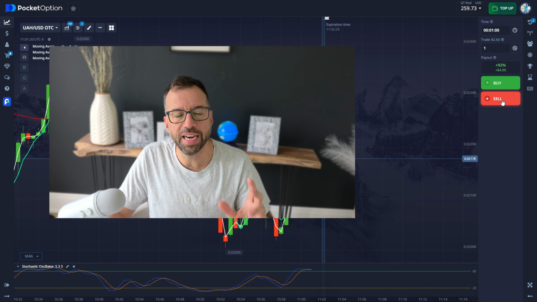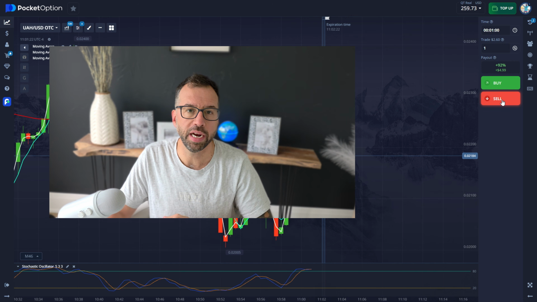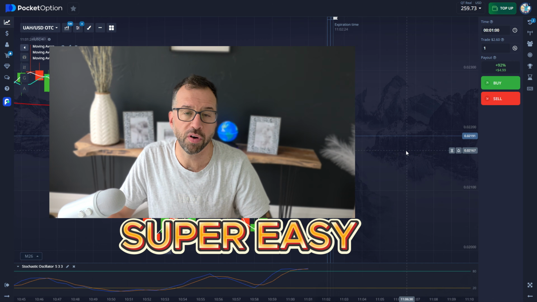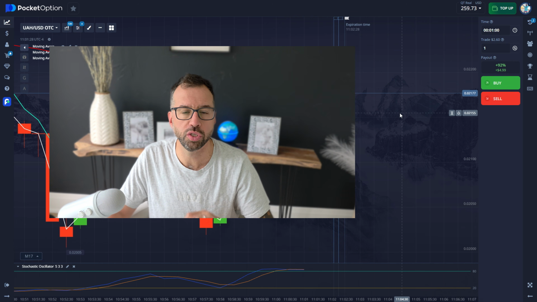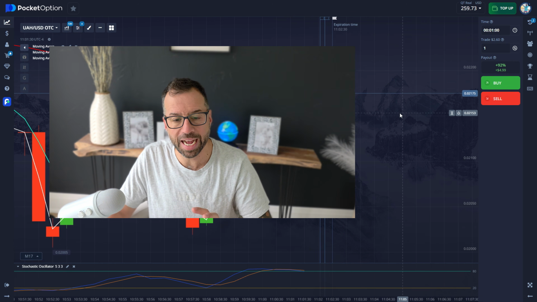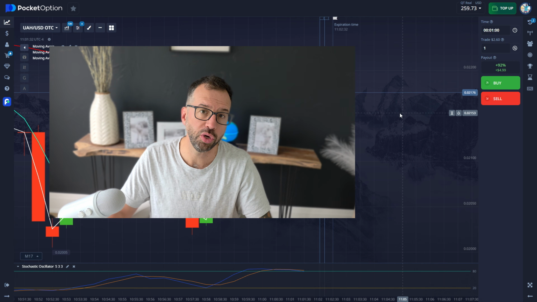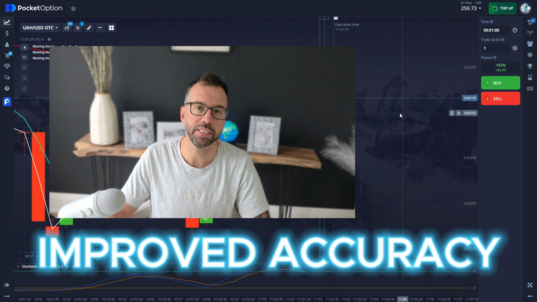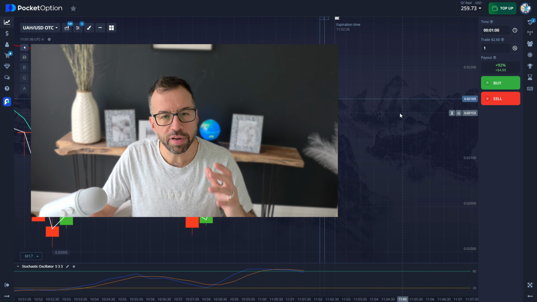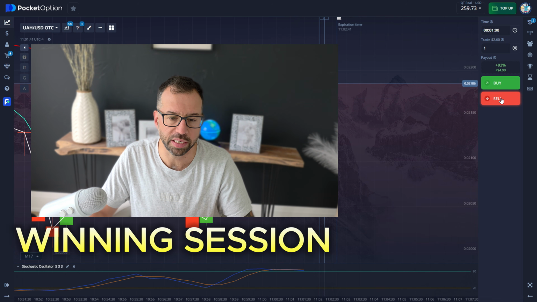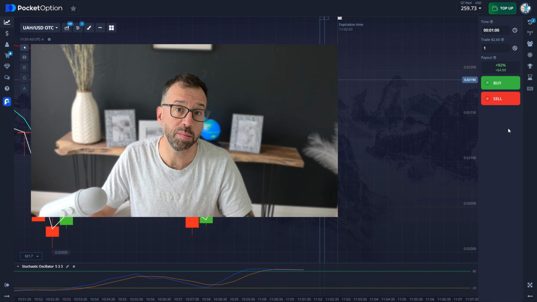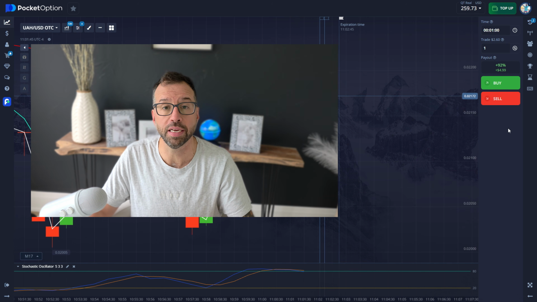This is improved and enhanced from an already simple strategy, which is super easy to follow and great for beginners, adding another confluence to the confirmed buy and sell signals that I'm going to show you for much better accuracy. This improved strategy previously resulted in a near perfect winning session. Okay, so this is going to give us some profits even on a Sunday afternoon.